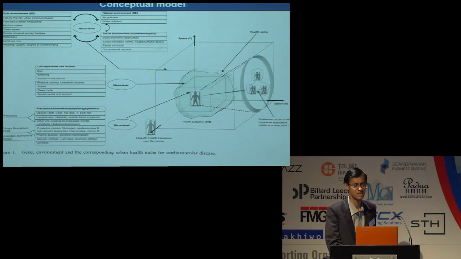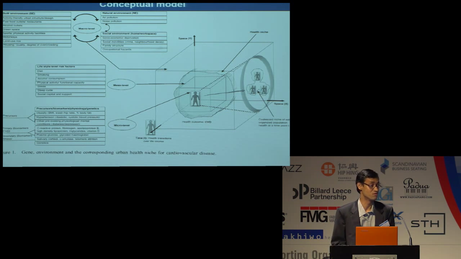Now, the basic conceptual model is what we call the health niche: each individual is surrounded by a hypothetical hypervolume, which is the epidemiologic triad of person, place, and time. The hypervolume emerges as a result of interactions taking place at multiple urban scales. At the individual level, you have the physiological and genetic factors, which can be captured by biomarkers. At the meso level, you have the lifestyle-level factors which are prevalent, whereas at the macro level, you have the built environment, natural environment, and social environment.